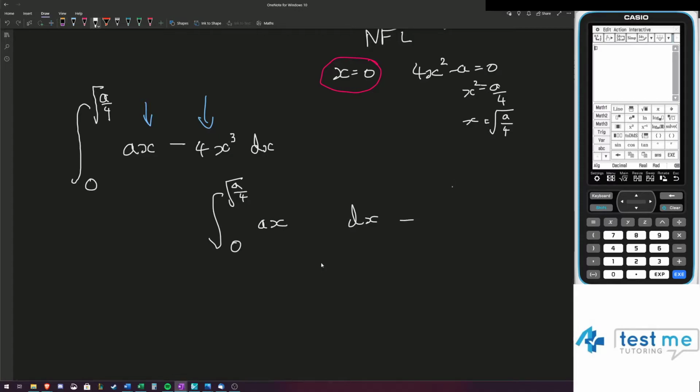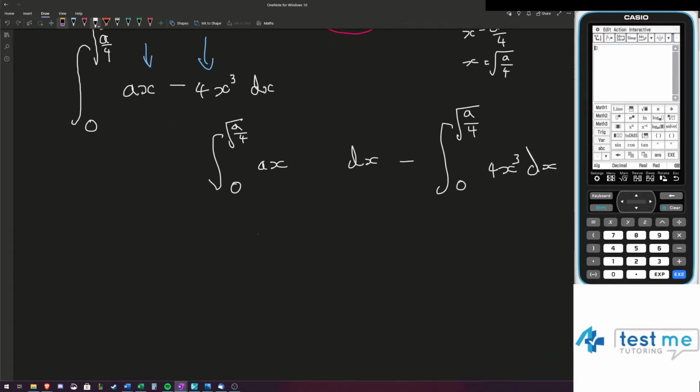dx, and then we minus it as another definite integral. But I like to just join them up as one. It makes no difference whatsoever, 4x cubed dx. It's just literally more writing to do it like this, but it's sometimes written like this. So anyway, back up to the top bit.